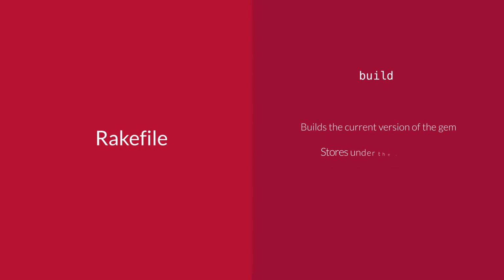It also includes a Rakefile, which adds the build, install, and release rake tasks. The build task builds the current version of the gem and stores it under the package folder. The install task builds and installs the gem to our system. Release pushes the gem to RubyGems. The code of conduct and license files are optional.